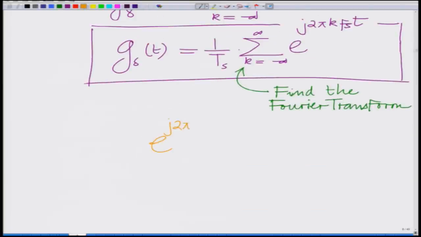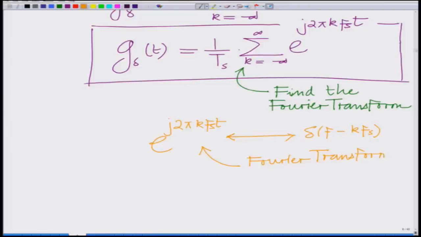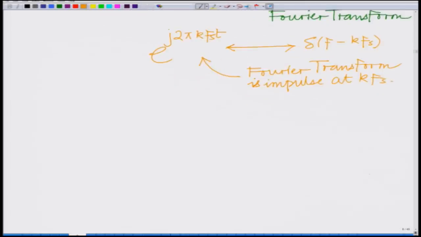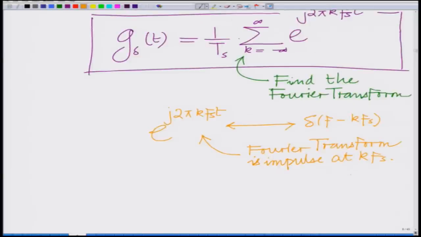if you look at e to the power of j 2 pi k f s t, that is nothing but an impulse. The Fourier transform of this is an impulse at k f s, correct? The Fourier transform, or basically spectrum, is an impulse at k f s, which means the Fourier transform of each term is basically an impulse delta f minus k f s.